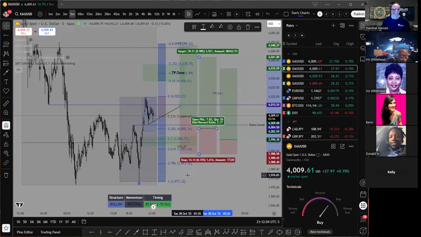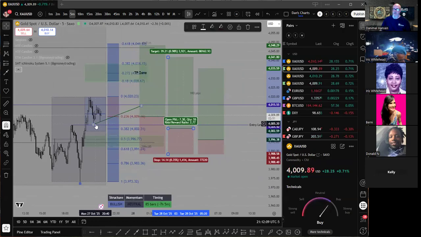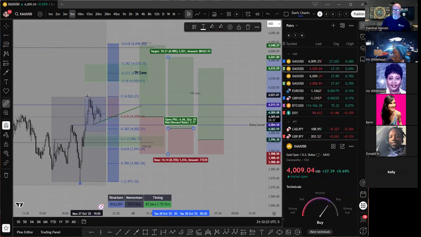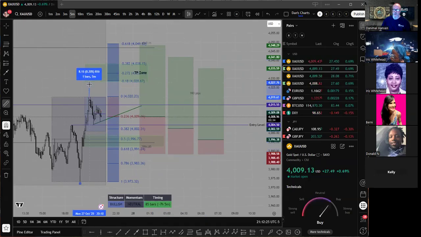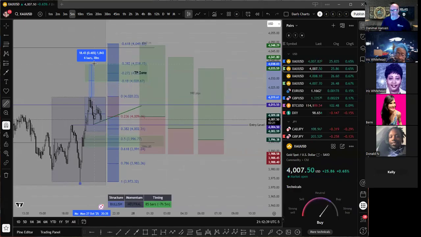I have learned patience. I'd probably wait till it got either below this level, or if it hits a 0 again, that's what I'd be waiting for. And then I'd even take it to the extensions and take profit from here to here. That's 85 pips. Next one's 134 pips and 184 pips. So there's a lot of ways to make money from the 0.